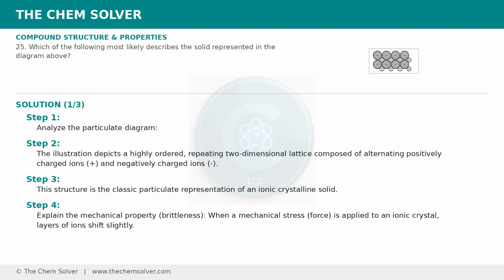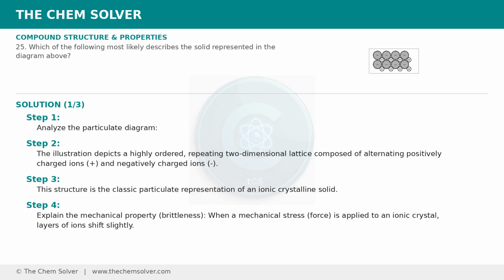Analyze the particulate diagram. The illustration depicts a highly ordered, repeating two-dimensional lattice composed of alternating positively charged ions, plus, and negatively charged ions. This structure is the classic particulate representation of an ionic crystalline solid.